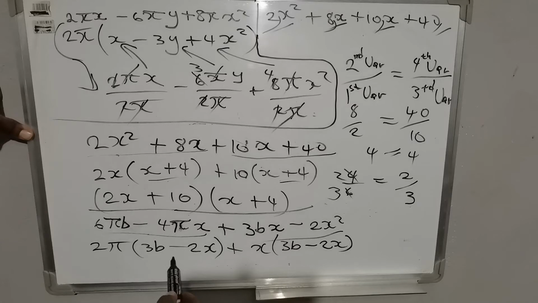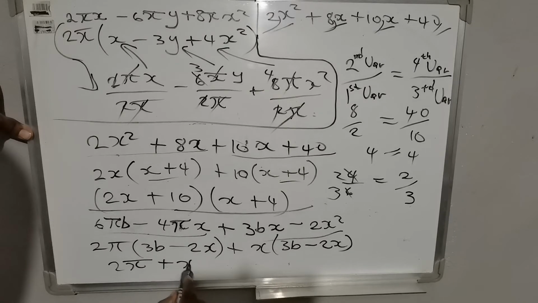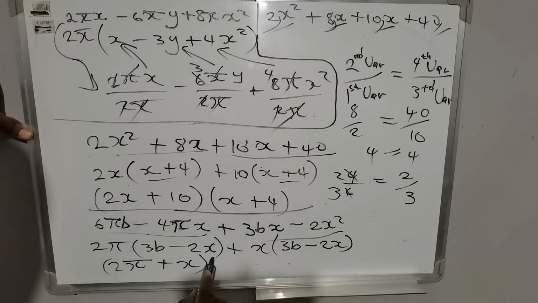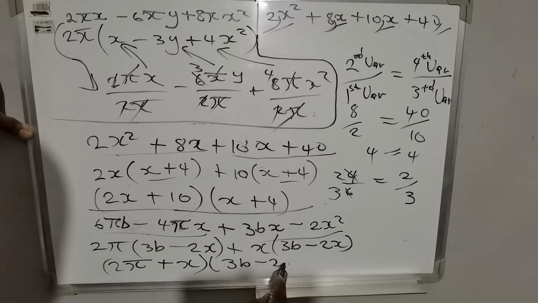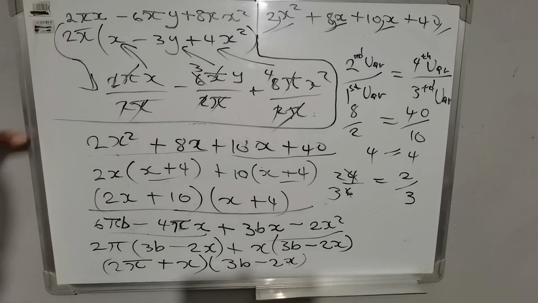So this and this are the same. We've won the battle. So since this and this are the same, we take 2 pi plus x in brackets, and then bring back 3b minus 2x. If you would FOIL it, you would get the same thing that we had here.